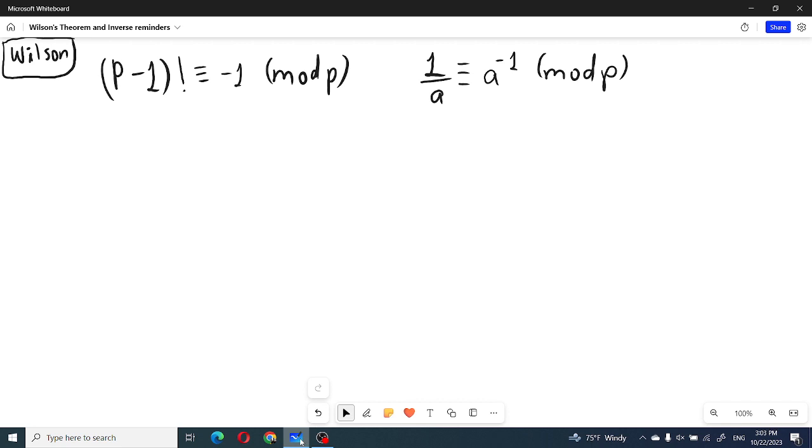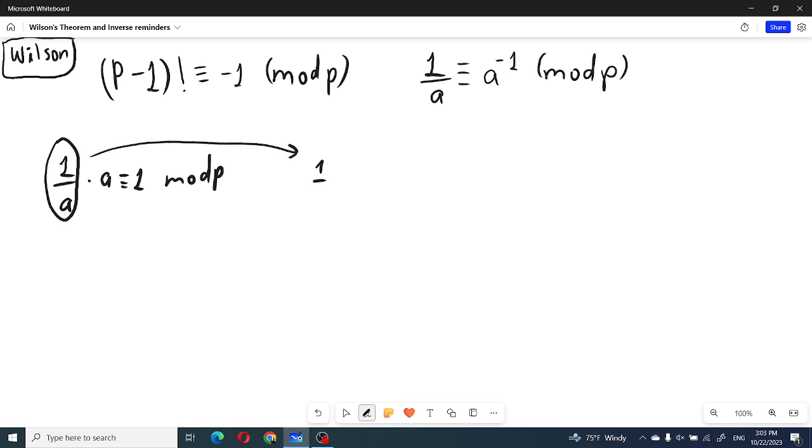Every fraction can be written as some integer modulo p. If we discuss something like 1 over a times a, this number is always 1 mod p. So if we want to define what 1 over a will be, we need to look for a number which will take a to 1.